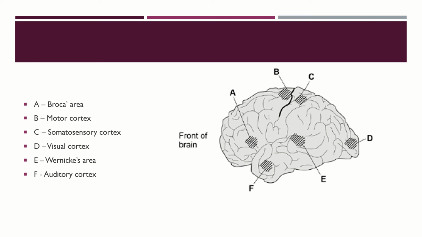Then you've got the visual cortex, and I imagine a beam of light shooting into the visual cortex and hitting the back of the brain. So that's how I remember the visual cortex. And then you've got E, which is Wernicke's area, which is parallel to A, which is Broca's area, so the language centres. And then you've got F, which is the auditory cortex, which is just a little lower down. And I like to imagine that it's a bit like an earlobe, like an ear, because you can hear. Okay.